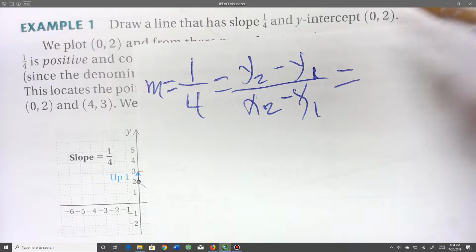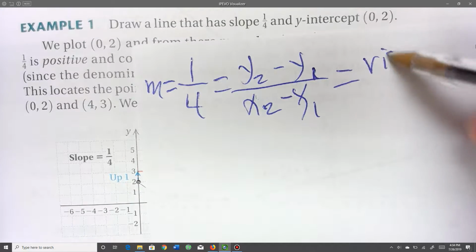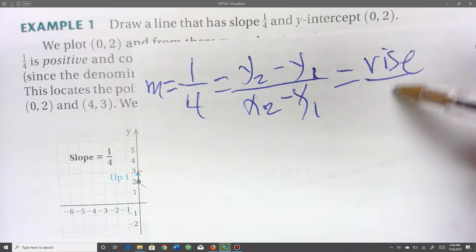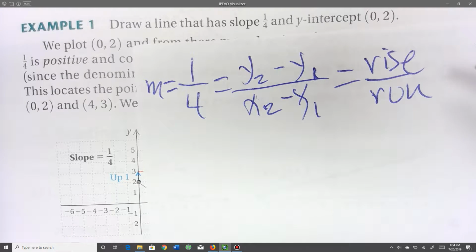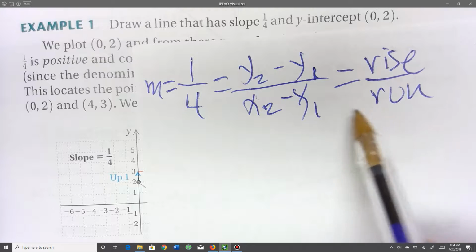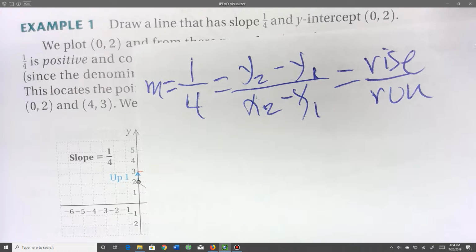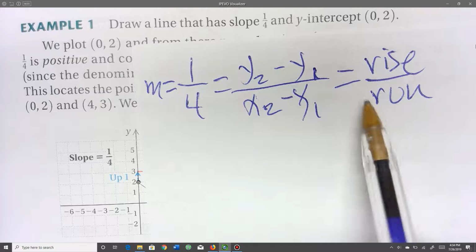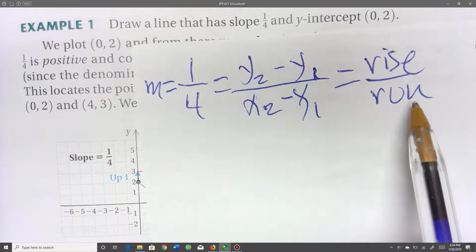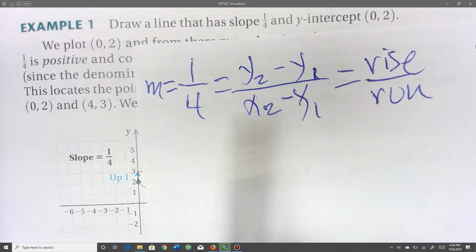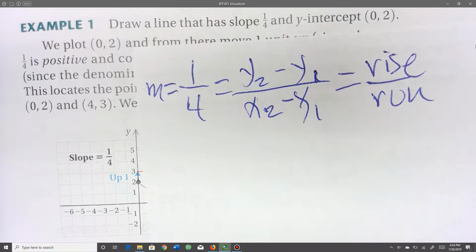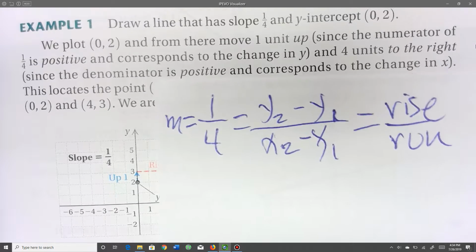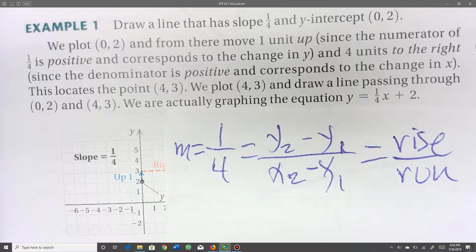And that means the same thing as the rise over the run, okay? The y values are the rise. In other words, does it move up or down? And then the x values are the run. In other words, does it move to the left or to the right? Okay? That's all that means. And that's the way you need to think about it.